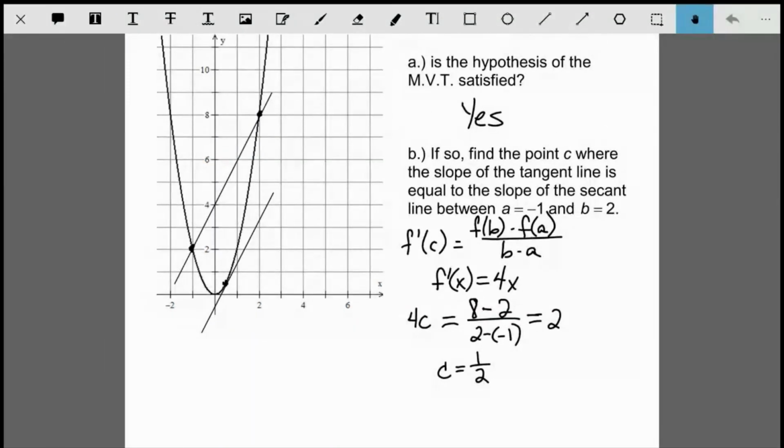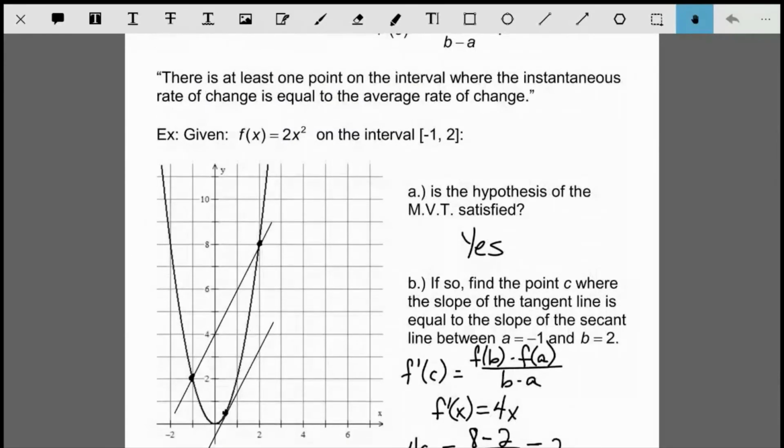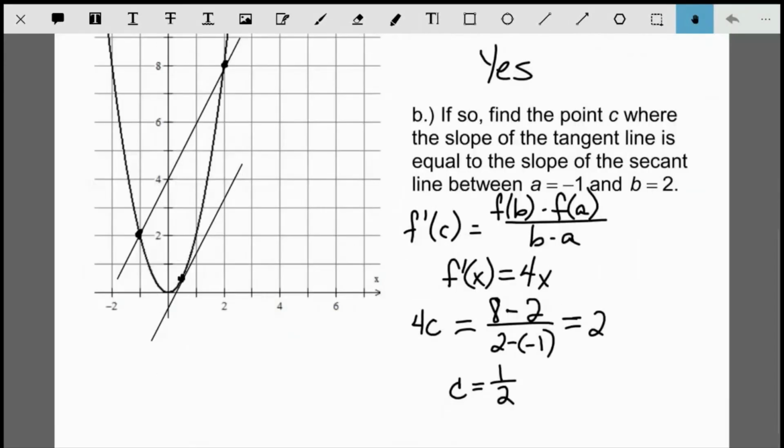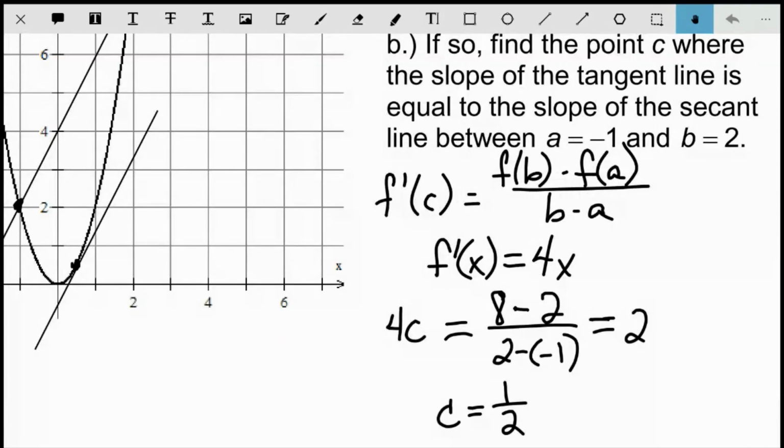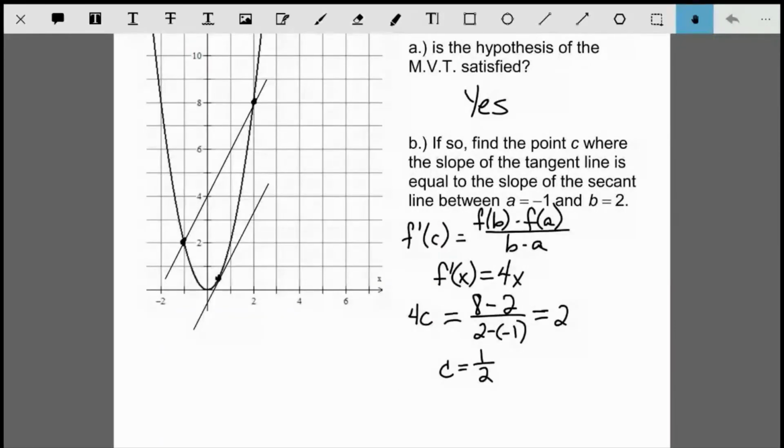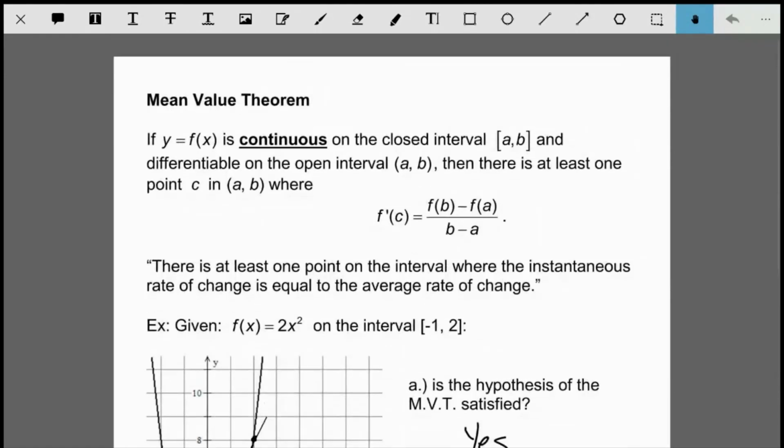Now, I did give you a really, really simple example where the derivative was very basic, and the algebra to solve for the c value was pretty simple. So you'll see when you go through your assignment that some of them are going to be a little more complicated, but it's still the same main idea.